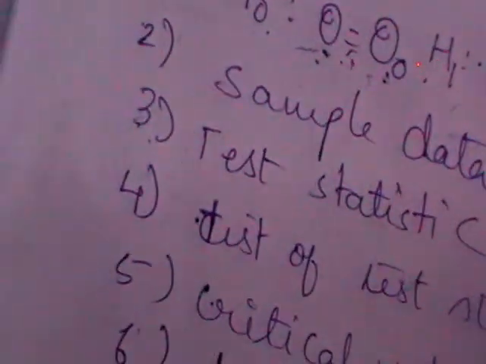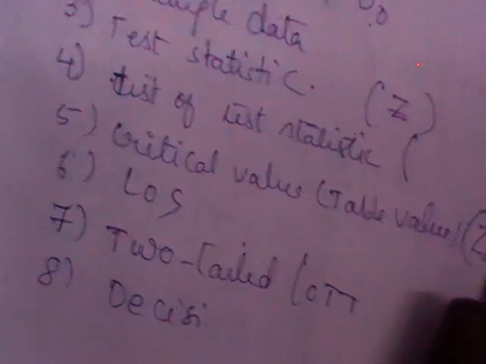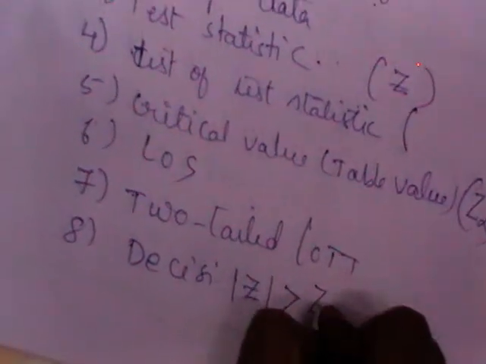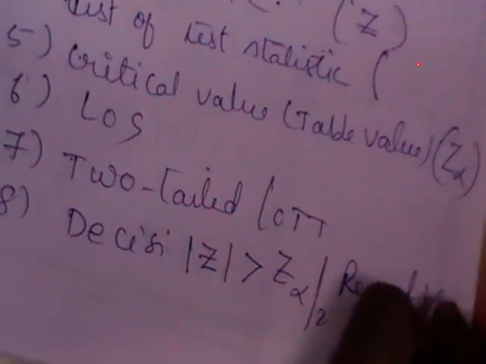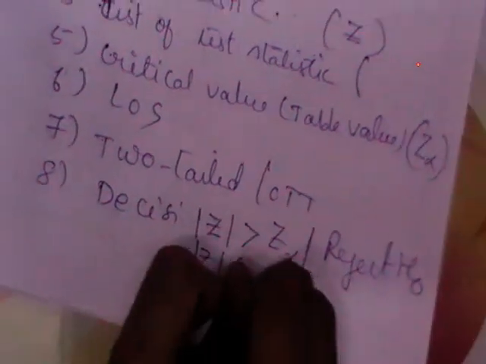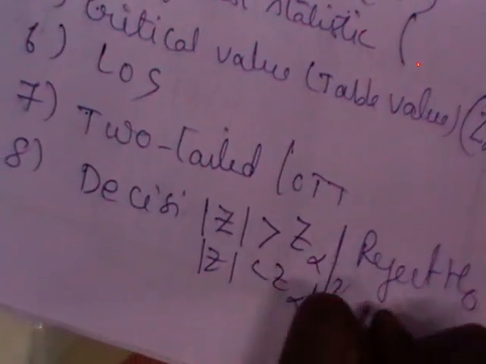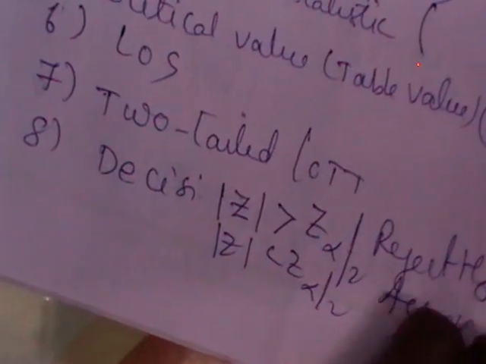How do you make the decision? Here the test statistic is indicated with Z and the critical value is indicated with Z alpha. Whenever modulus of Z is greater than Z alpha by 2, we are going to reject the hypothesis. Whenever mod Z is less than Z alpha by 2, we are going to accept the null hypothesis.